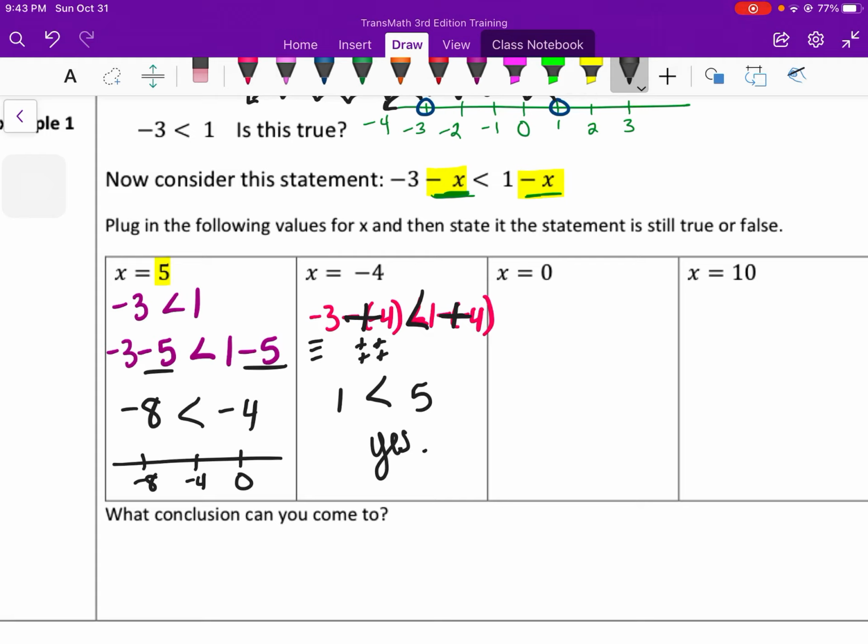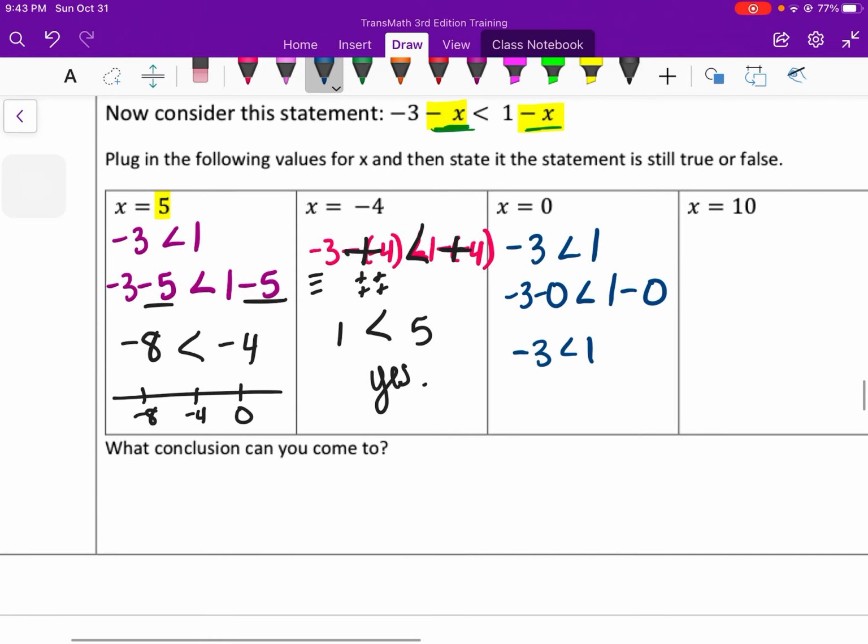If I subtract a negative number from both sides, it stays true. What if you subtracted 0 from both sides? Like if I knew that negative 3 was less than 1, is negative 3 minus 0 still less than 1 minus 0? And yes, because minus 0 does not change the problem. So what conclusion can we come to here?